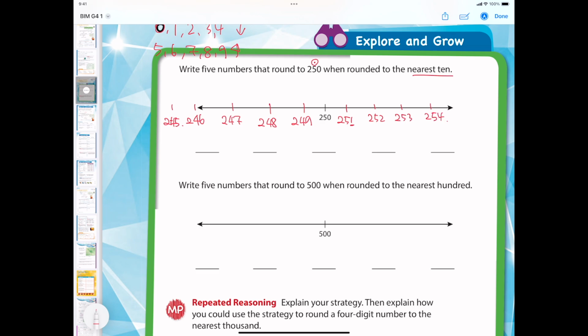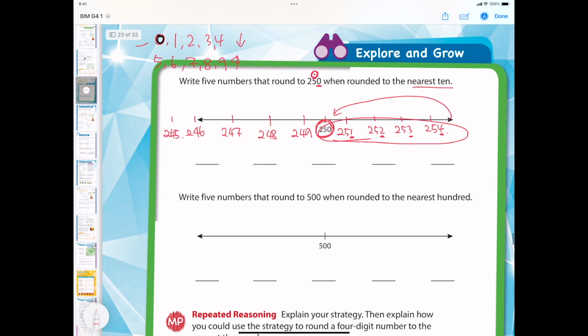So look at this, the ones place, which is the number to the right of the target number, which is 0 here, 1, 2, 3, 4, right? From 251, 252, 253, and 254, when you round these numbers to the nearest 10, it's going to round down to 250. Make sense? Do you know why we say 0, 1, 2, 3, 4 is round down? Because the value is going down to 250.